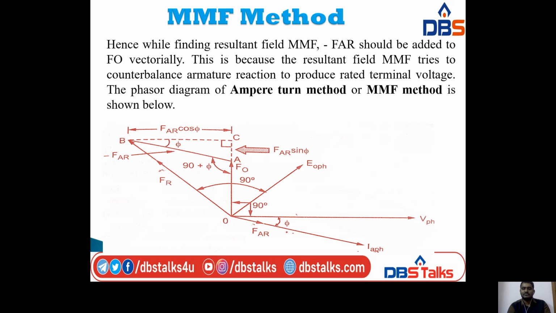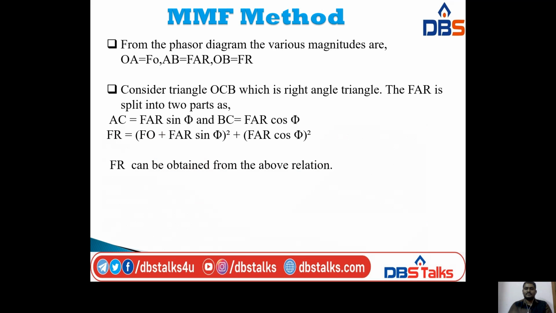So the FAR is split into two parts: AC is equal to FAR sin phi and CB is equal to FAR cos phi. So from that, I am writing FR is equal to the square root of F naught plus FAR sin phi whole square plus FAR cos phi whole square. So here FR can be obtained from the above relation.